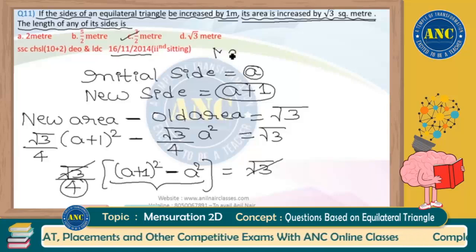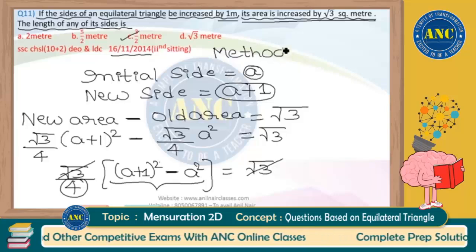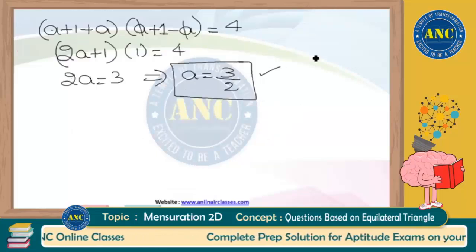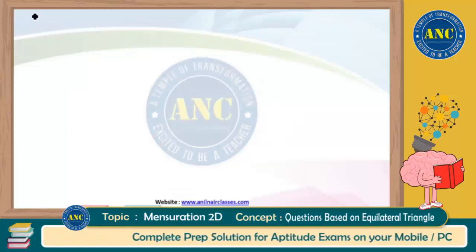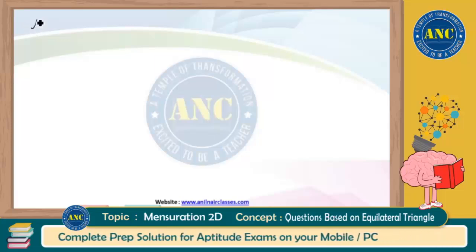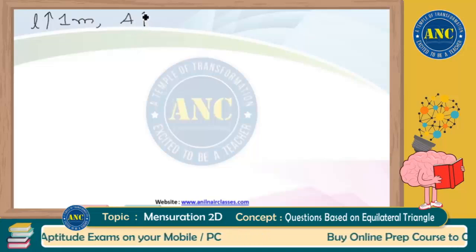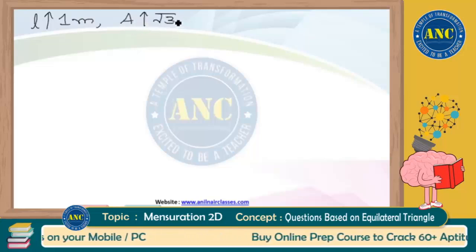Sir, this is by using variables. Can I use a different method? Is there a possibility, sir? Definitely yes. Why would there be no possibility? Now what are they giving? The length increases by 1 meter, and because of this the area increases by root 3 meters, right?